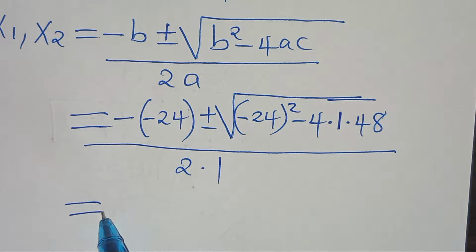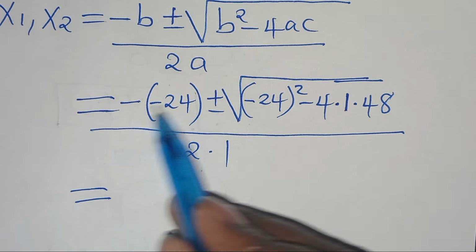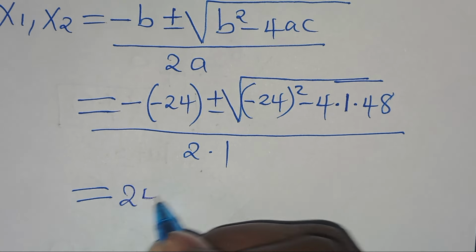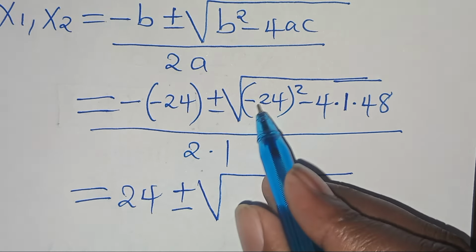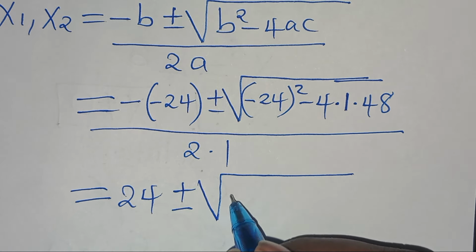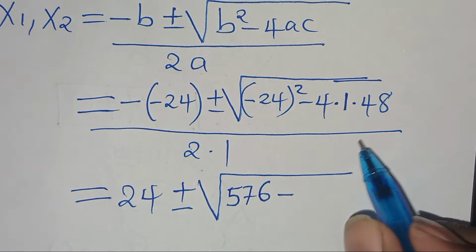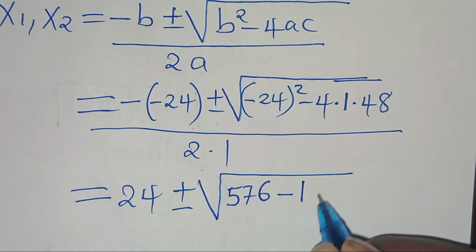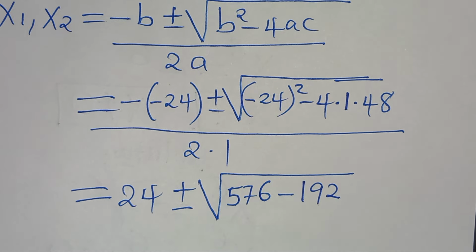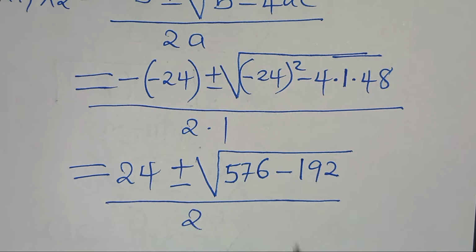So here we have minus times minus 24, this is 24 plus or minus the square root of minus 24 squared. This is actually equal to 576. Then subtract 48 times 4, this is actually equal to 192. And this is divided by 2.